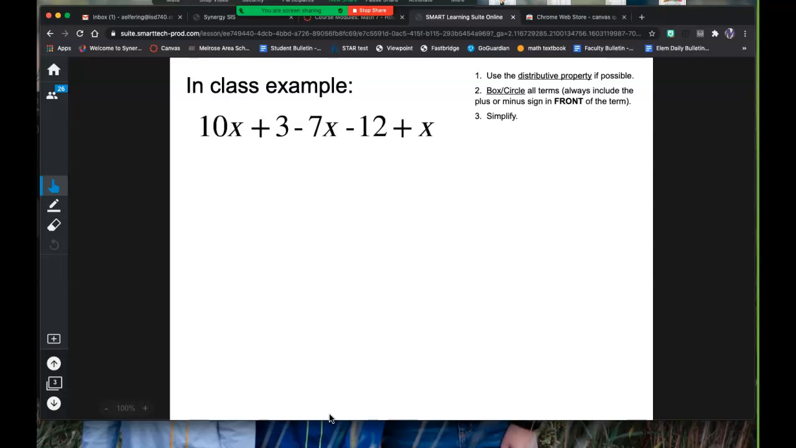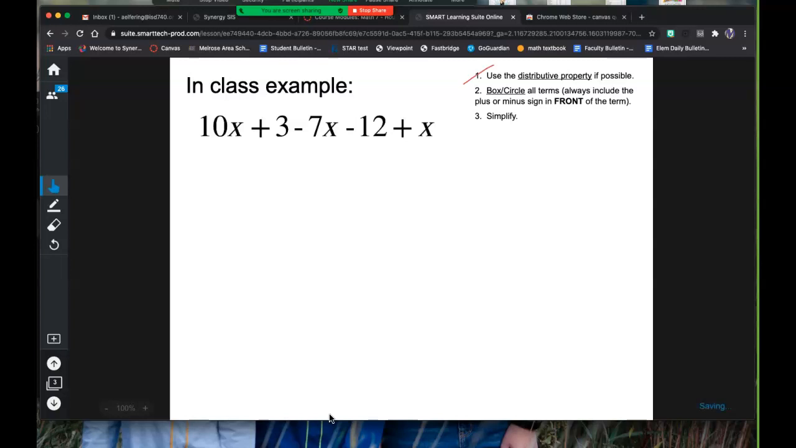Okay. The first example. This is on your screen, right? You guys can all see it. First of all, use the distributive property if possible. Do I have to use the distributive property in this problem? No. Why? How do I know? Because there's no parentheses or grouping symbols. So I can skip step 1 and go right to step 2.